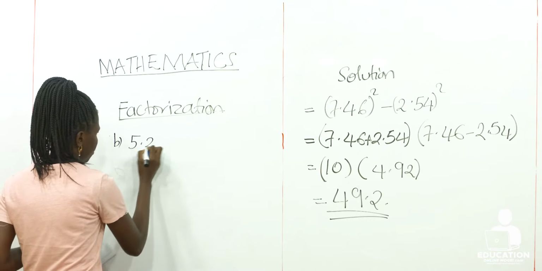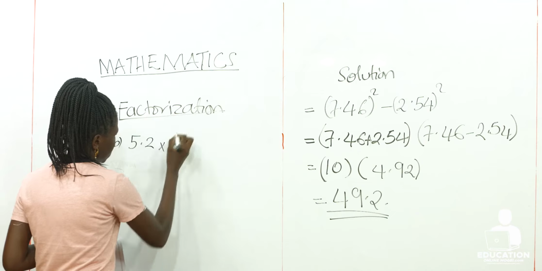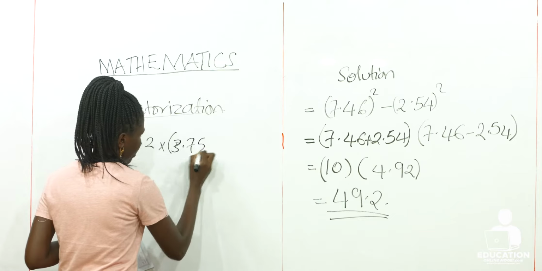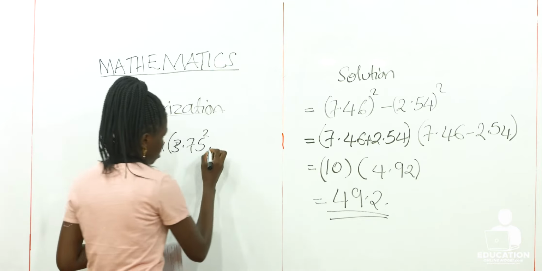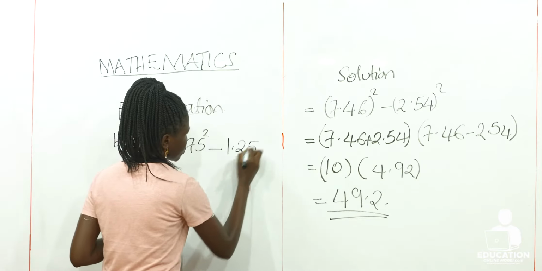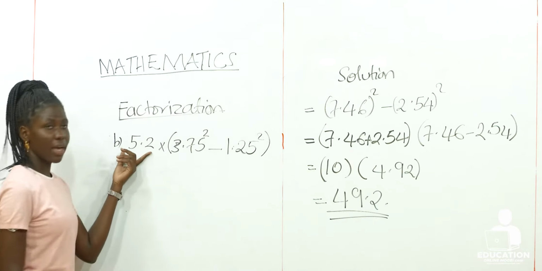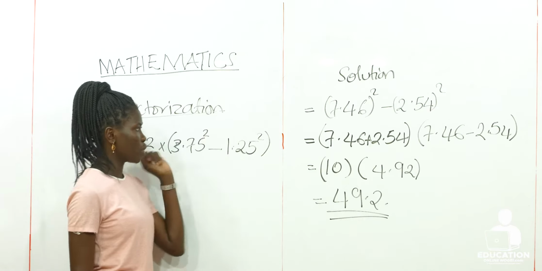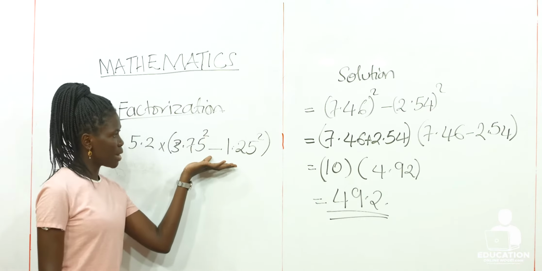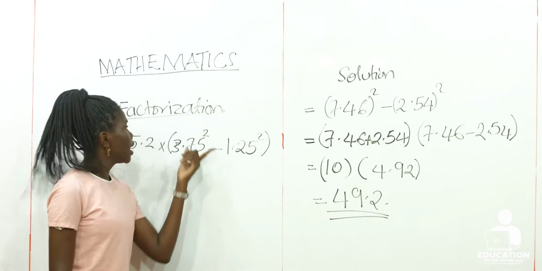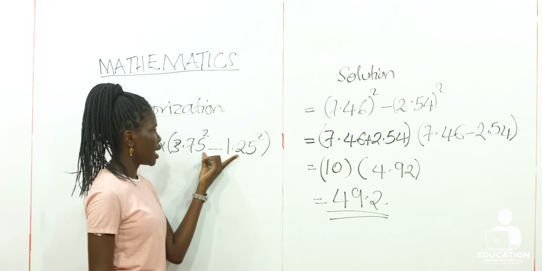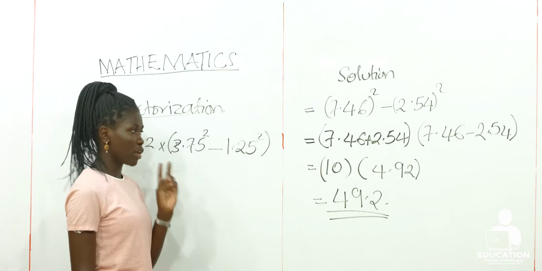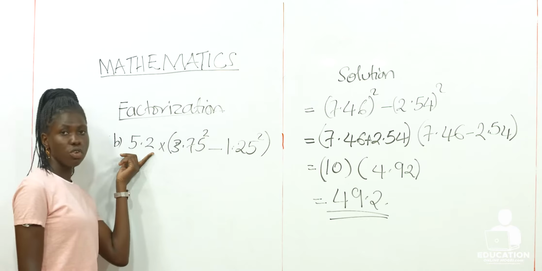We shall have 5.2 times open bracket 3.75 squared minus 1.25 squared. The number we are having outside does not have a square, but the two numbers inside both have square. So it's the two numbers we are having inside that we shall apply difference of two squares, where we shall add the two numbers and also subtract the two numbers, and we multiply the result of the two brackets. Then after, we shall use this one later on.